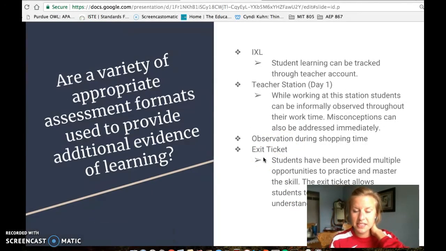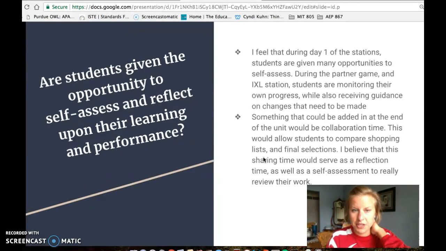At the time of the exit ticket, they've already had multiple opportunities to practice this skill and master it, and so this exit ticket is their opportunity to prove that they have mastered it. Many different ways that they're assessed throughout this unit.